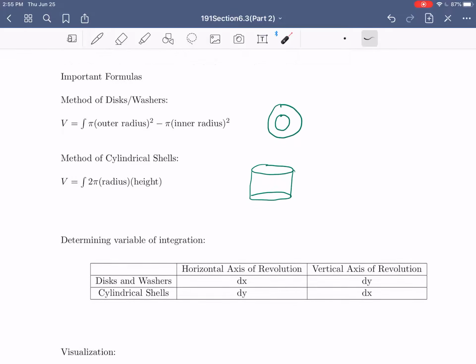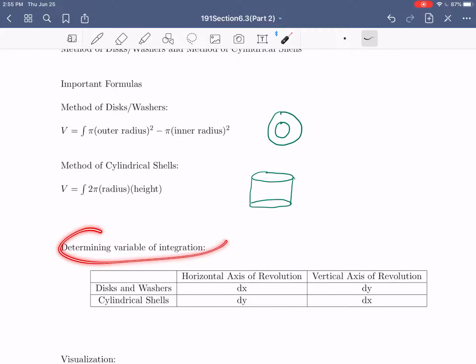The next thing that we want to summarize is determining the variable of integration. Each method has a specific variable of integration based on the type of axis you're revolving around. You guys can use this table to summarize that. The way you should read this table is we've got two different types of axes of revolution that we've been discussing.